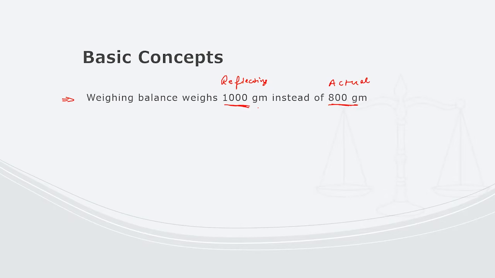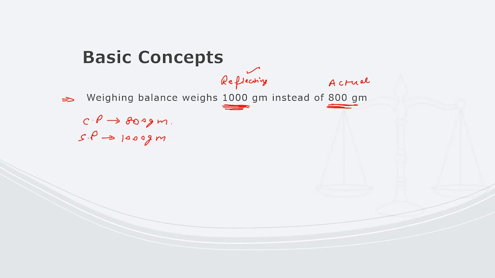For example, in this case, your reflected quantity is 1000 grams. That means if I am the shopkeeper, I'm going to tell my customer, look, the screen is reflecting 1000 grams, so pay me according to 1000 grams. But the actual weight that I have kept on the weighing balance was only 800 grams. That means the cost price of my transaction will be determined on 800 grams, but my selling price of this transaction will be determined on 1000 grams.